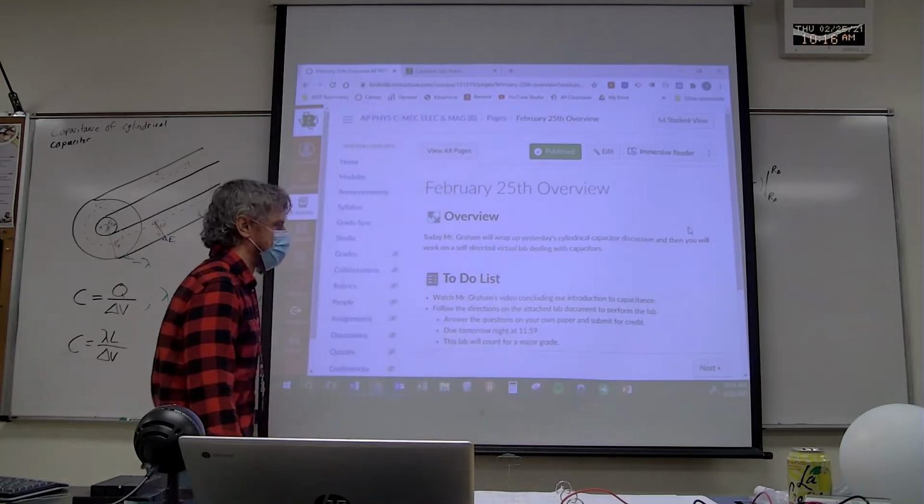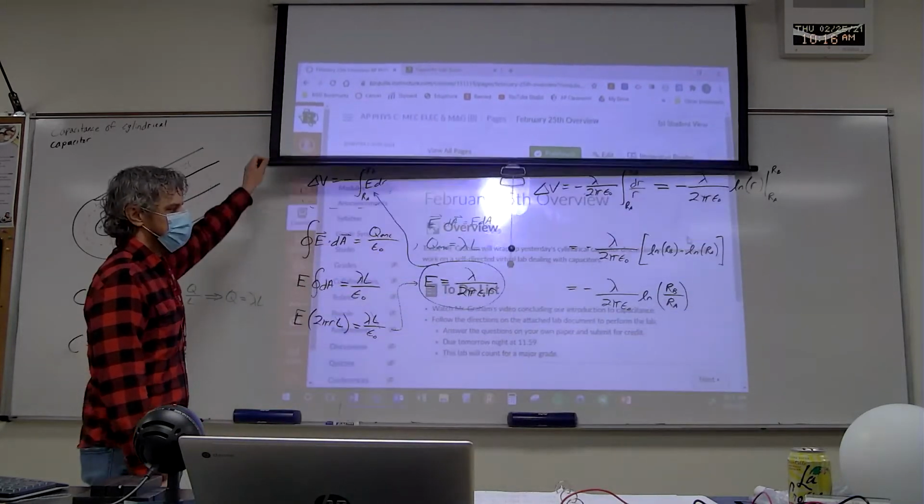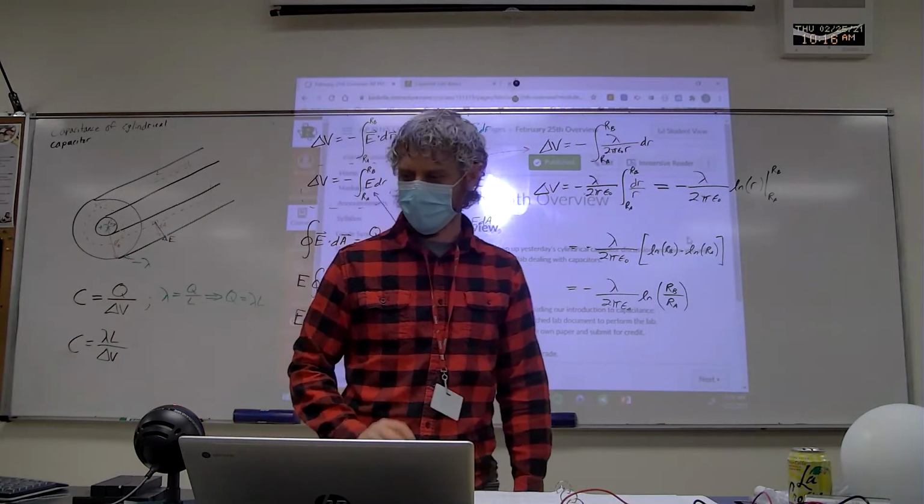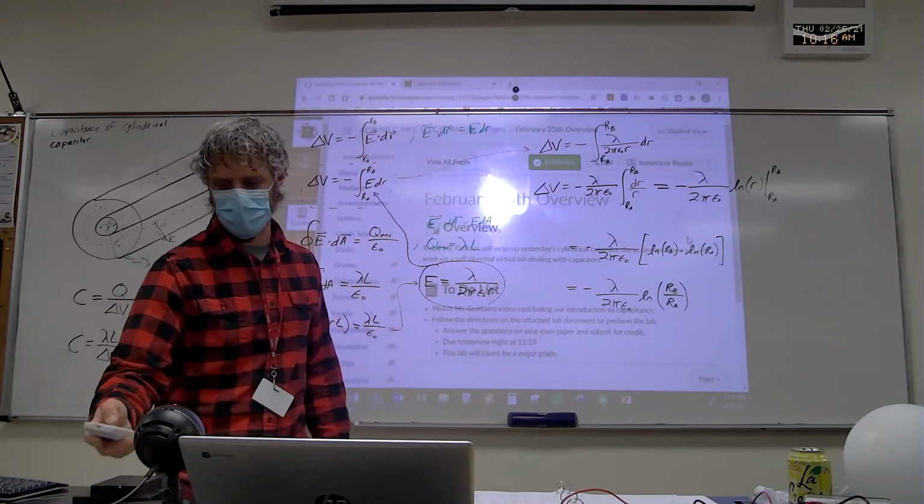Let's go ahead and wrap up the cylindrical capacitor, which we almost finished yesterday, but we didn't quite.